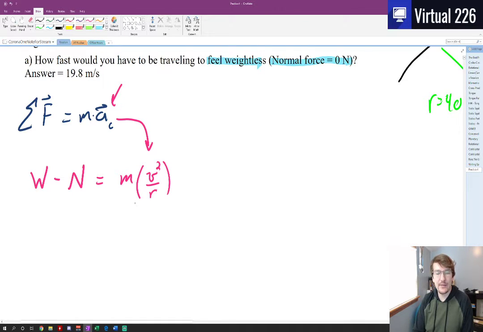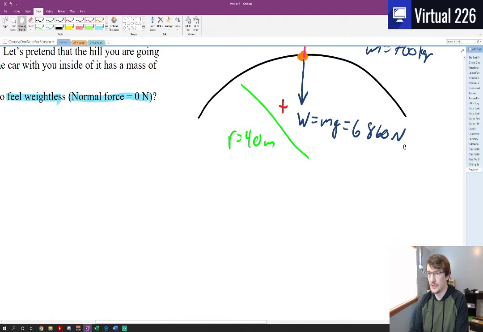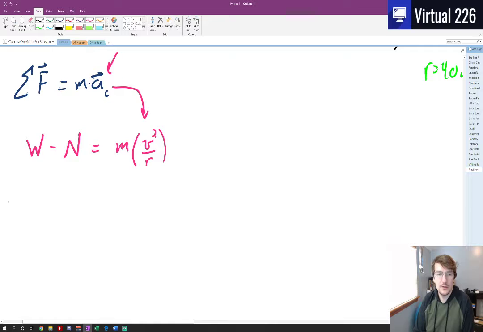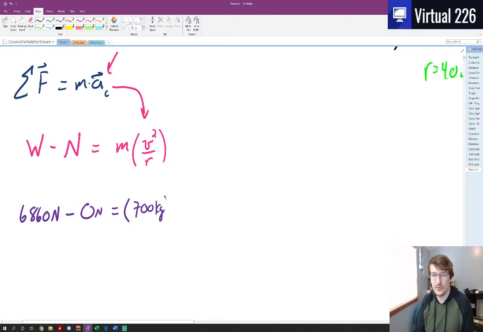Now, just given what we have in the problem, we know a bunch of different things here. We know the weight is what we solved for right here, 6860. So we can say the weight here is 6860 newtons minus the normal force, and if we're weightless here, that normal is going to be 0 newtons. That has to equal the mass of us in the car, which we had from the problem was 700 kilograms, multiplied by a velocity squared, which we don't know, so that's what we're looking for, how fast we have to travel, divided by the radius of our circle we're going through. And in this case, that's 40 meters.